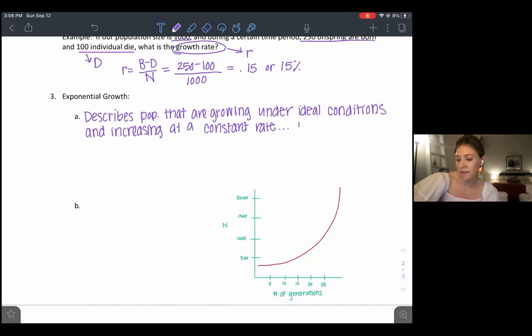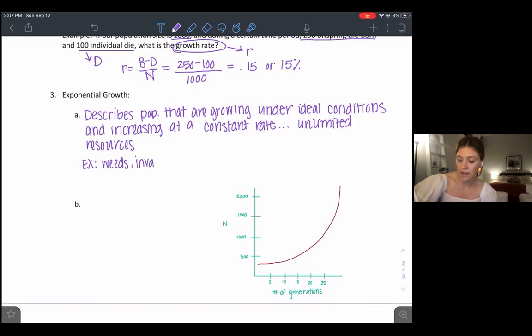Again, we want to think about this as a situation where there are unlimited resources. So no limits to the resources in our population. Some examples of populations that might be growing in an exponential growth condition would be something like weeds in a garden, right? They can outcompete the things that are there. Maybe invasive species, so species that are non-native and don't have their natural predators, just being established in a space.